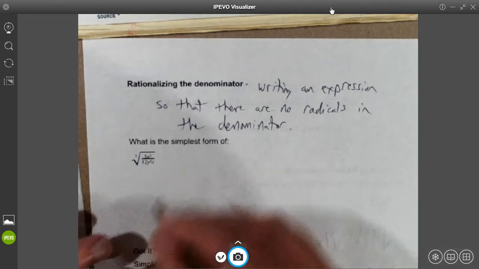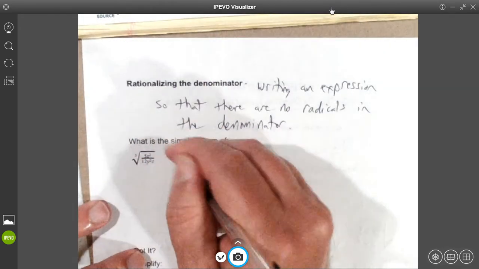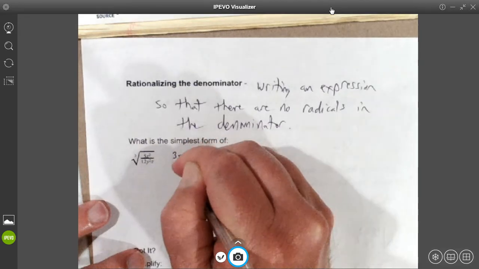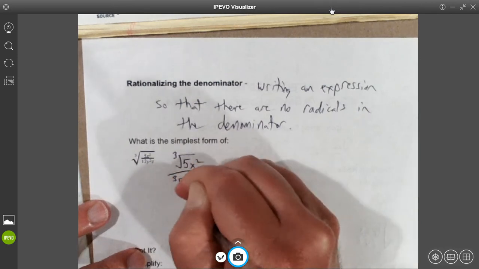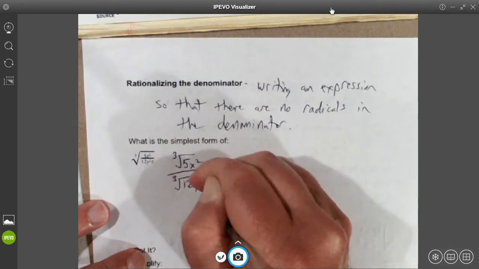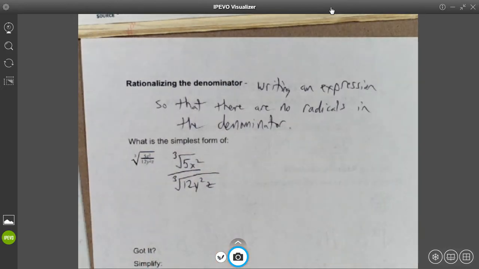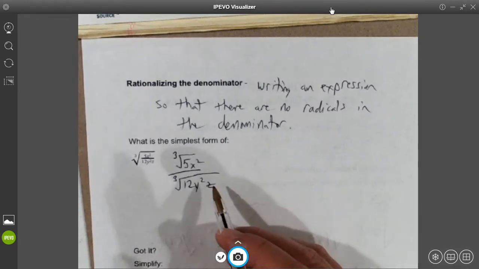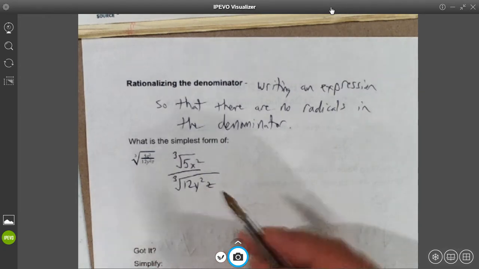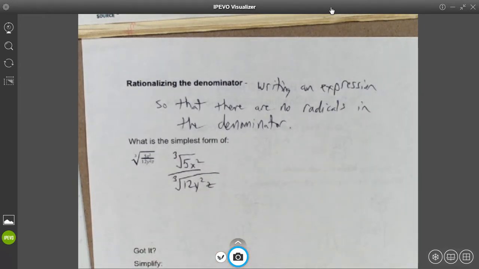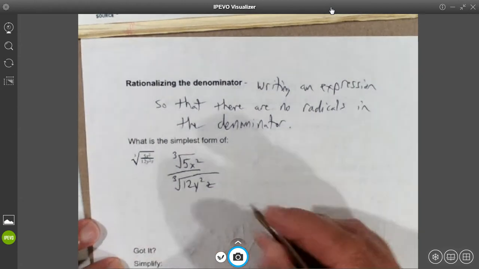Okay, so the first thing I can do is I can split this up. All right, so that is the cube root of 5x squared over the cube root of 12y squared z. Okay. So now, if I want to rationalize this denominator, if I want to get that radical outside of the denominator, what I can do is I want to multiply this thing by 1.